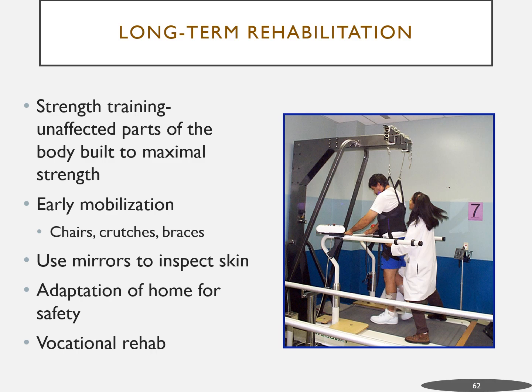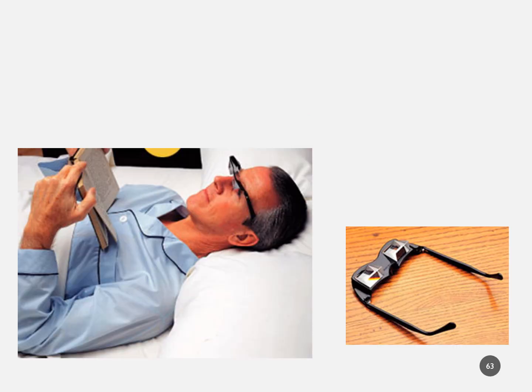Strength training. If the patient has the ability to have any motor strength in their upper body, we want to really strengthen that and give them maximum strength so that they're able to transfer themselves. Assist them with early mobilization if that's possible. Teach them to use mirrors to inspect their skin to watch for those pressure injuries, and then help them to adapt their home for safety and see what kind of vocational rehab we might be able to offer them so that they can continue in a job or a career.